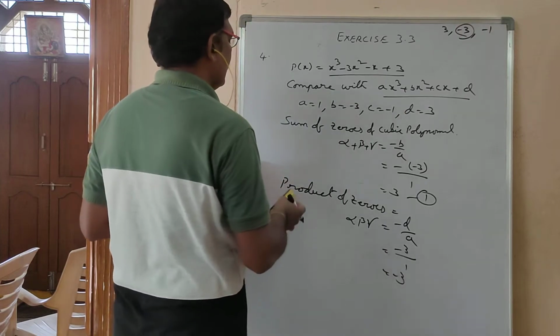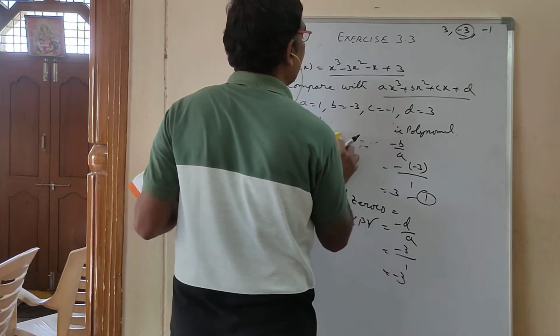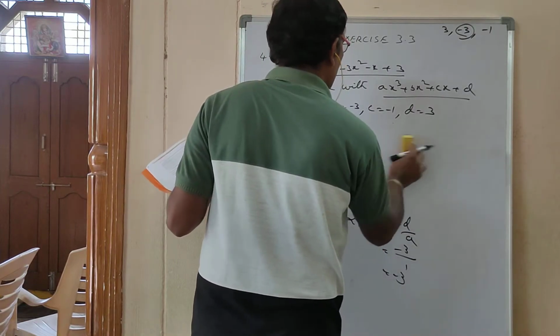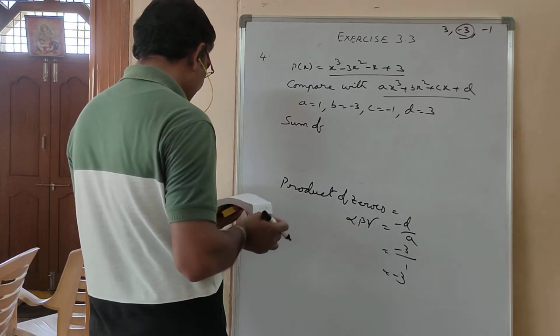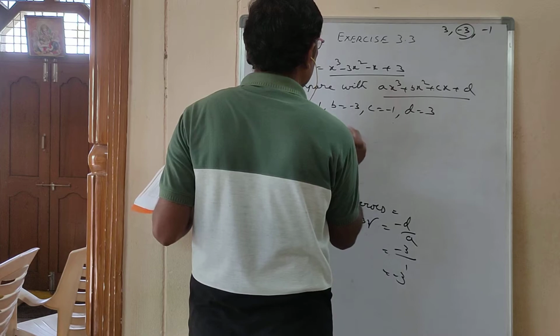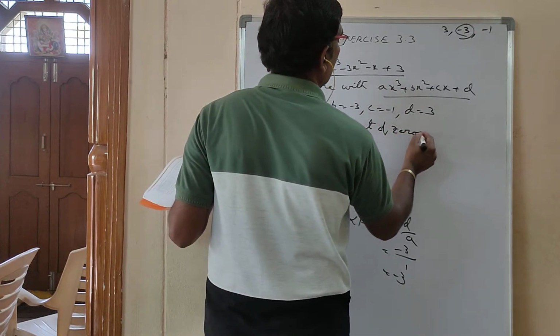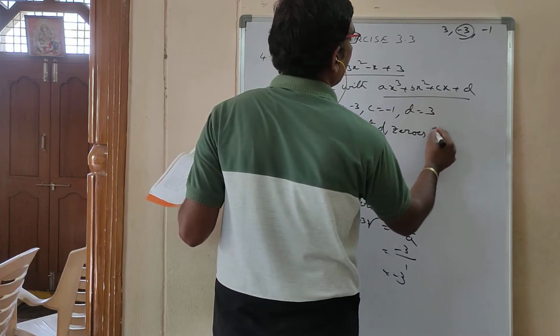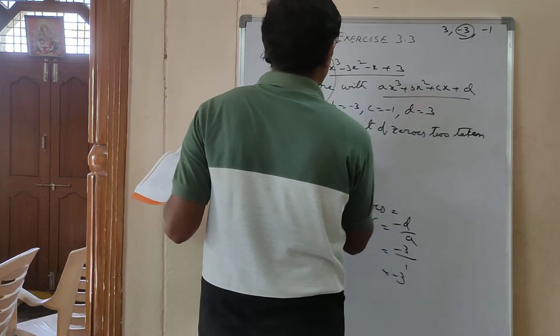Next, go for sum of product of zeros 2 taken at a time. It's a formula we need. So here, sum of product of zeros 2 taken at a time.